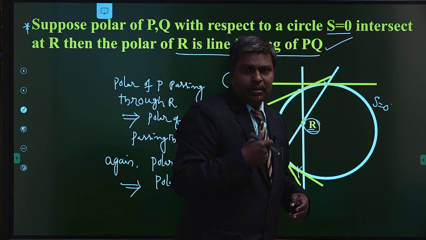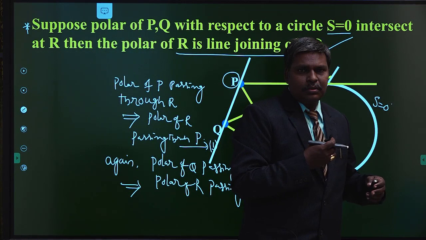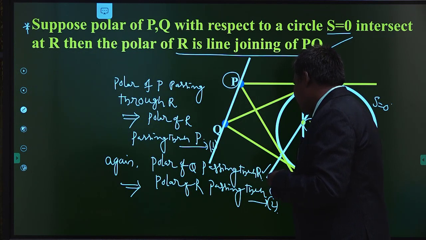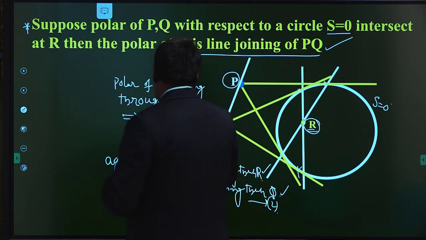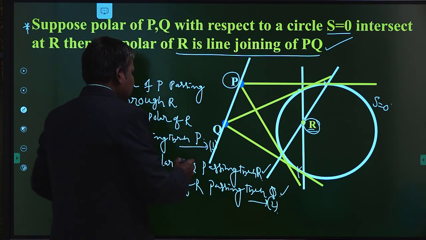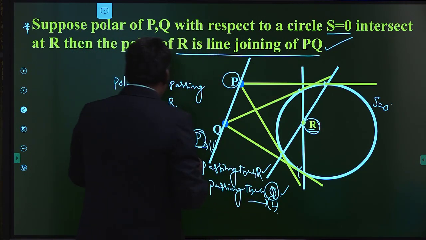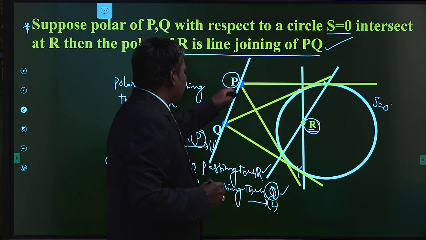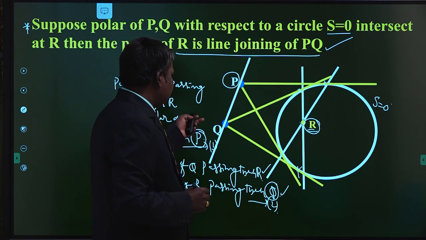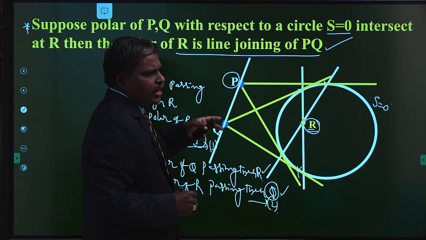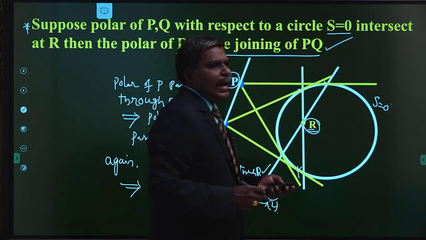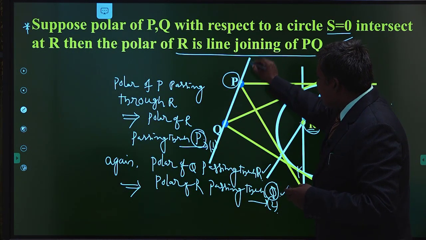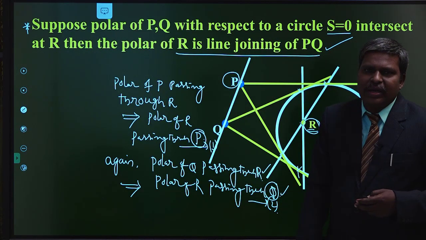So by reading these two at a time, polar of R passes through both the points P and Q. We know that the polar is a straight line. If some line passes through two points, the line joining the two points gives the entire line. So since the polar of R passes through both the points P and Q, the polar of R is nothing but the line joining PQ.